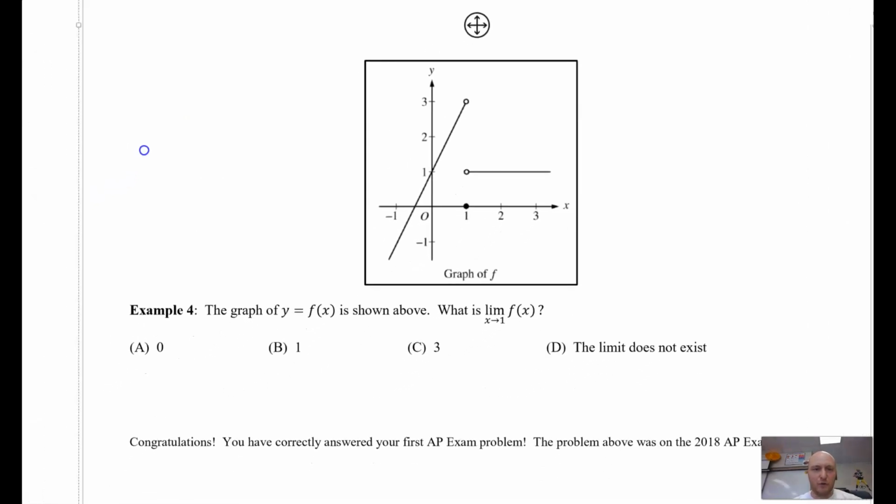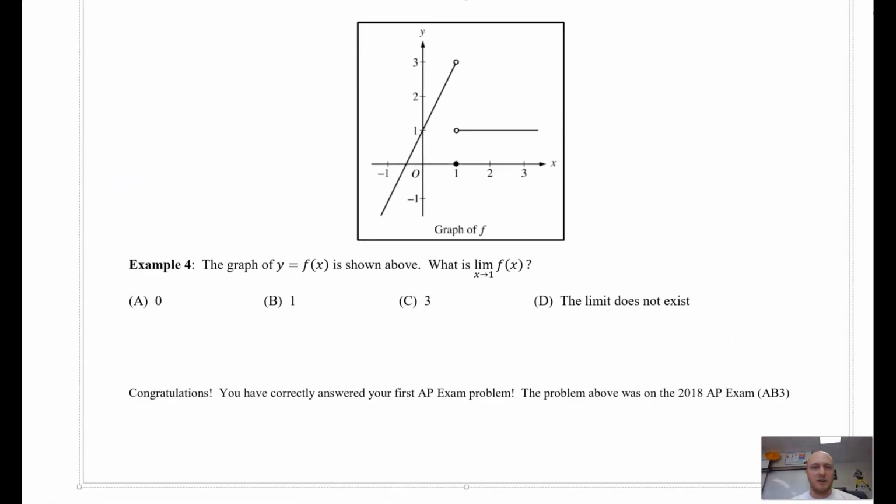Example number 4, and here's kind of the do you understand? This is an actual AP question. So the graph of y equals f of x is shown above. What is the limit of f of x as x is approaching 1? A, B, C, or D? I will give you a second.